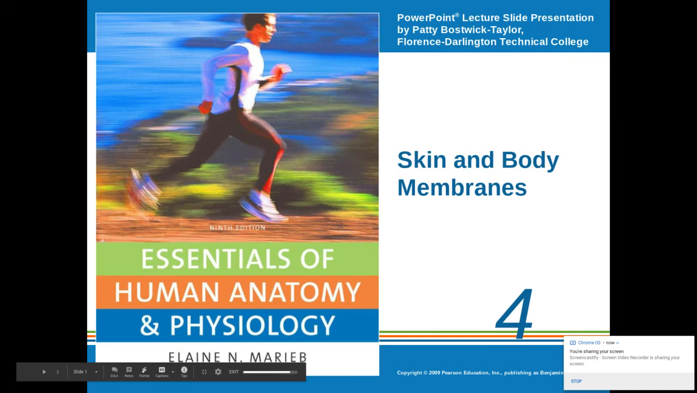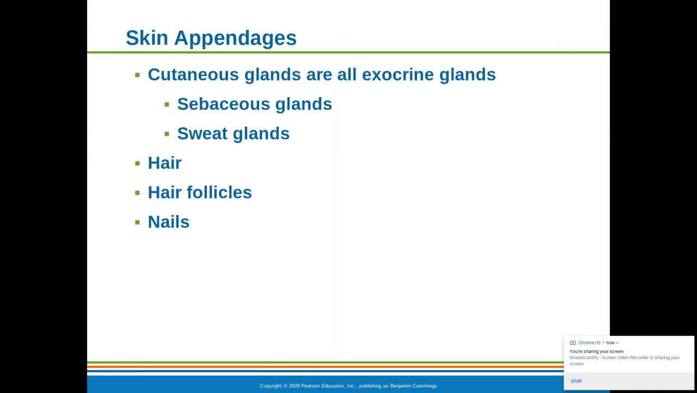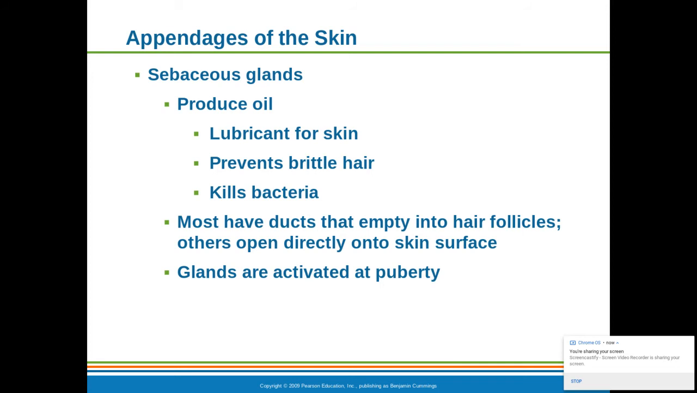Okay, today we're going to be going through appendages of the skin. The two types of glands that we have are going to be our sebaceous and sweat glands. They are all exocrine glands, meaning they drain directly to the outside of the body. We have the hair follicles, and nails. So let's start with our sebaceous glands.